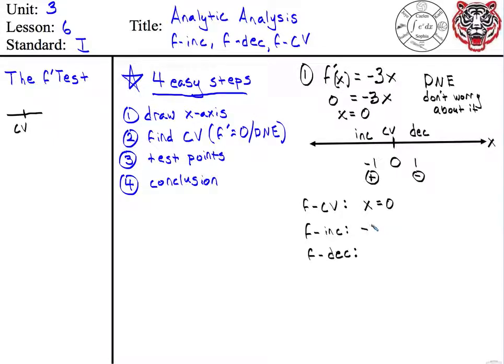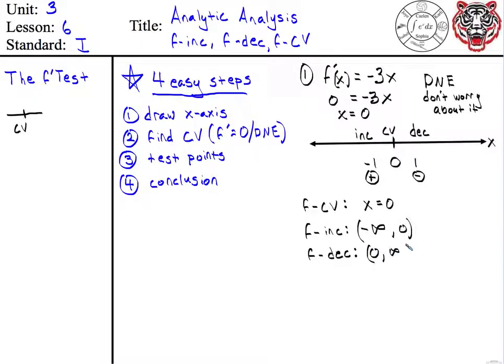So negative infinity, yep, all the way to the left. And then where does this end? 0. Does it include 0 or not include 0? Not. Nope. All right. And then f decreasing, where does that happen? From 0 to infinity. Yeah, you guys got it.